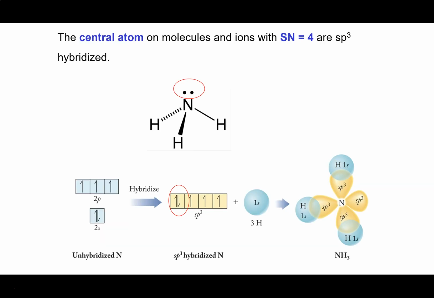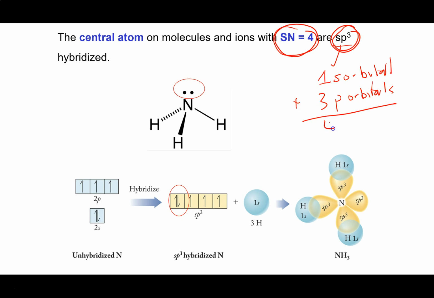There are some other molecules that have sp3 hybridization, but the important thing is that if you have steric number equals 4, the central atom in your molecule is always going to be sp3 hybridized, because that's how we create a tetrahedral set of 4 orbitals. So remember that the number of orbitals that you're mixing, which is 1 s orbital and 3 p orbitals, however many orbitals you're mixing, that's going to be equal to your steric number. So keep that in mind.